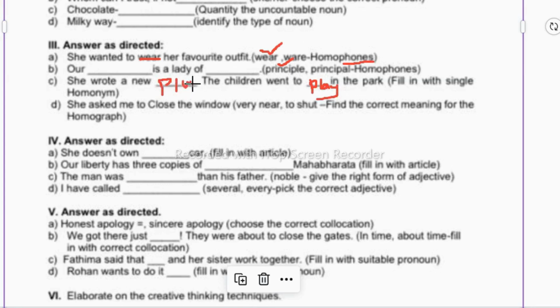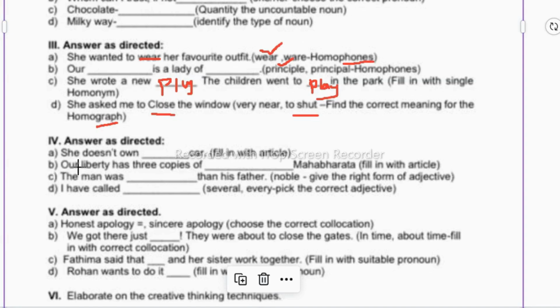Next one. She asked me to close the window. Now here, what is the meaning of this close? Very near or to shut? Find the correct meaning of the homograph. First you have to see the homograph. This close is a homograph. Now homograph is nothing but graph means written, so the word spelling will be the same but the pronunciation will be different. So she asked me to close the window. Now what is the meaning of this close? Close the window means shut the window. So you have to choose this homograph.